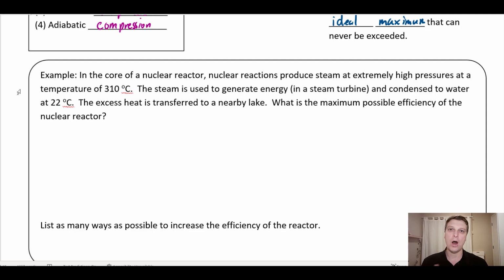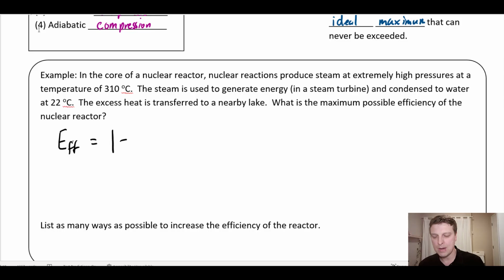So the steam is initially at 310 degrees Celsius, and then when it gets exhausted, it's now at 22. And so of course, that water that's exhausted still has heat in it. The only way you could have no heat is if you were at 0 degrees Kelvin, absolute zero, and we're clearly not there. So what is the maximum possible efficiency of this nuclear reactor?